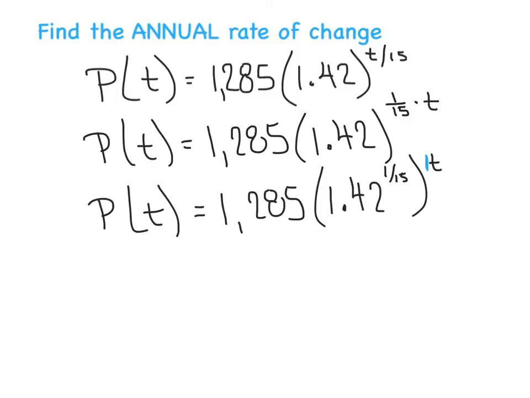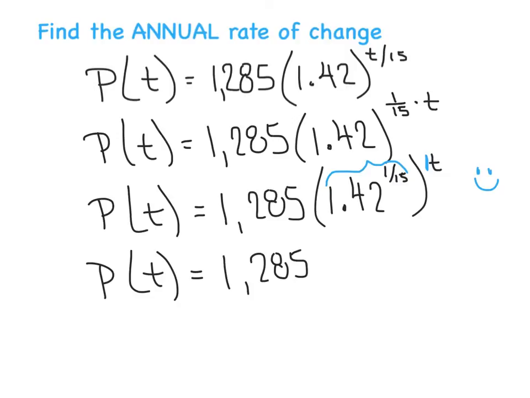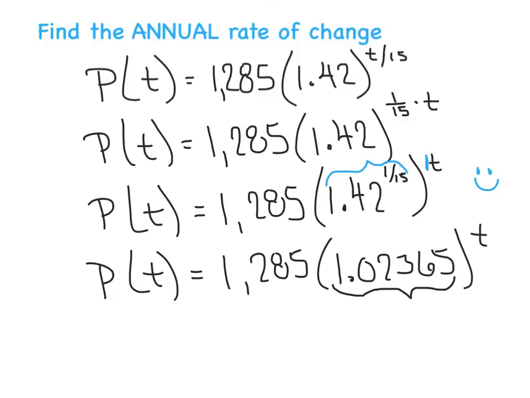Best news in the world right here is that the coefficient is a 1. Therefore, I'm just going to try to evaluate this on my calculator. And what does the calculator say? 1.02365 raised to the t. And so I'm thinking, and you could probably do this already in your head, you're looking at this number and you're already subtracting 1 from it, and then you're moving the decimal place twice, and so you're already thinking 2.365% is my annual growth rate for this particular population.